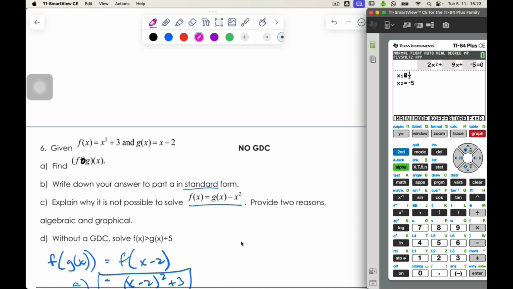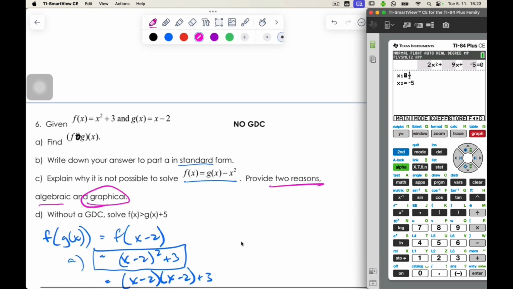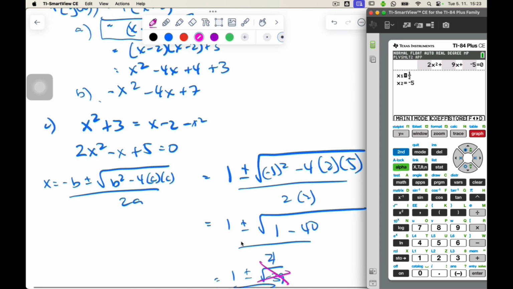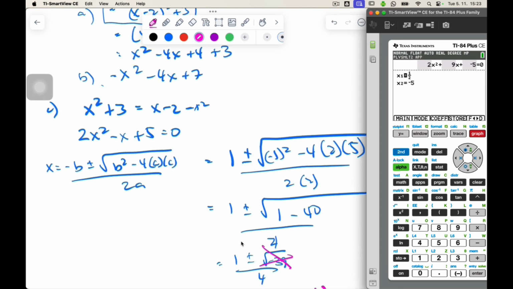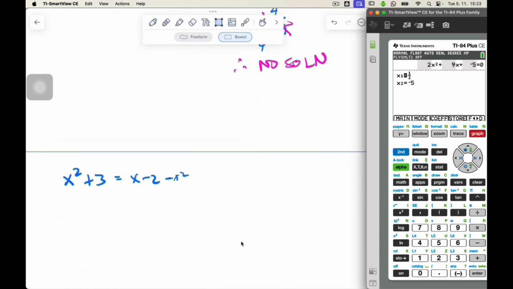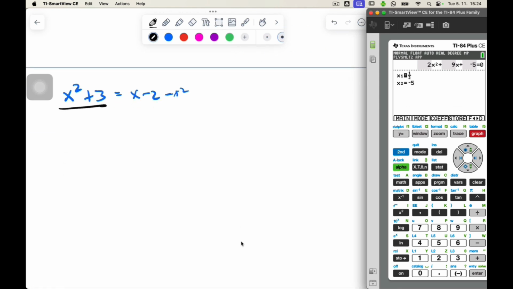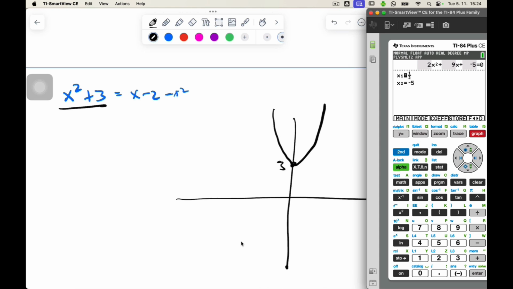But this also says two reasons, algebra and graphically. Well, if I think about these two graphs here, let me just take this work here. If I think about those two, I will do this in black. I know x squared plus 3 means it is simply like this, where this is 3. If I look at this one, I get negative x squared plus x minus 2.